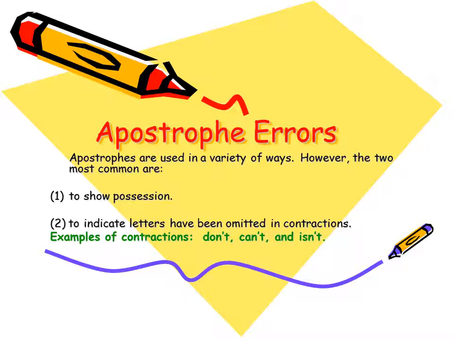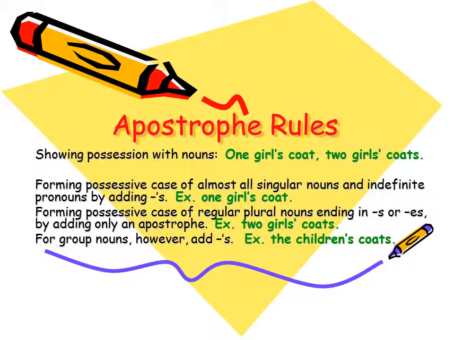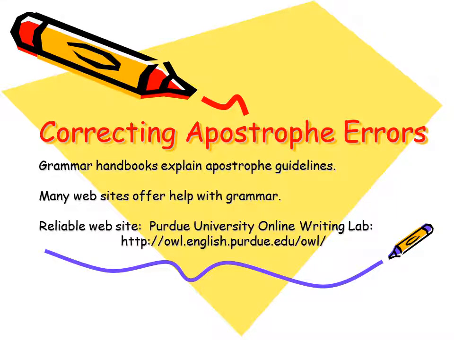Can't is C-A-N apostrophe T, and cannot is actually one word. Don't ask me why, but it is. Now the apostrophe rules. One girl's coat, apostrophe S. Two girls' coats, S apostrophe. So notice that. However, if you have a group noun like children's coats, it's apostrophe S. And those rules are pretty good about 95% of the time. And again, I'm sending you to the Purdue University OWL.